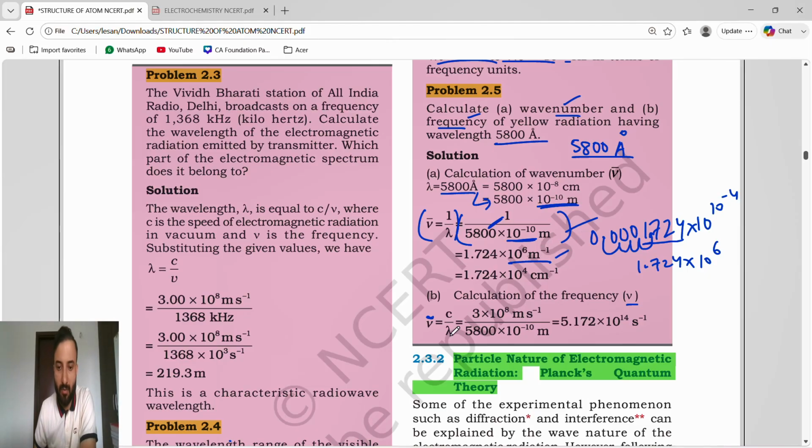Okay, now next is frequency. C will remain the same. Lambda we get to know. Sorry guys, lambda is this, so we will use the lambda and we will get the answer. Simple.